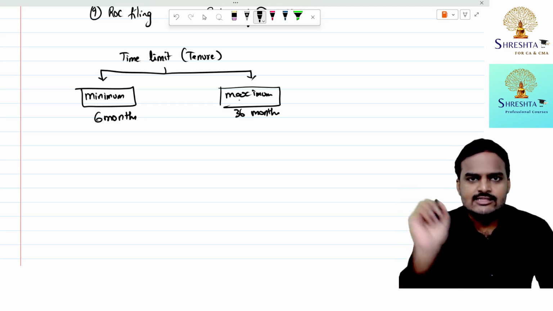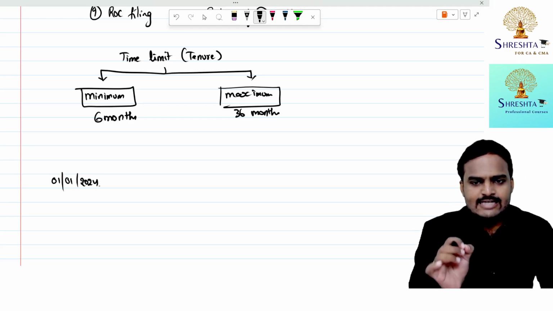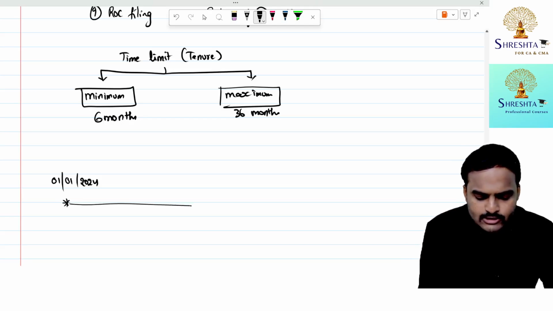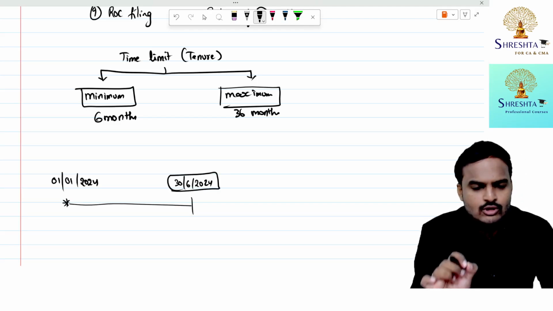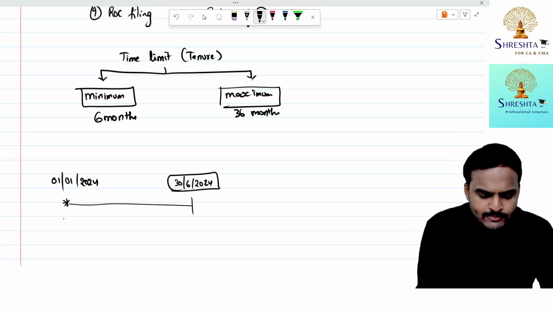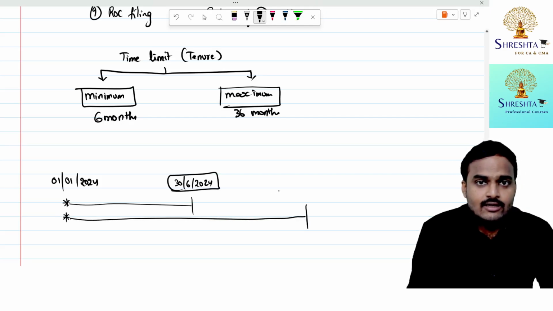not exceeding 36 months. Suppose company is accepting deposits on 1st January 2024. Company should retain these deposits for a period of minimum 6 months. Until 30th June 2024, the company should not repay them. And the maximum tenure of the deposits is 3 years.